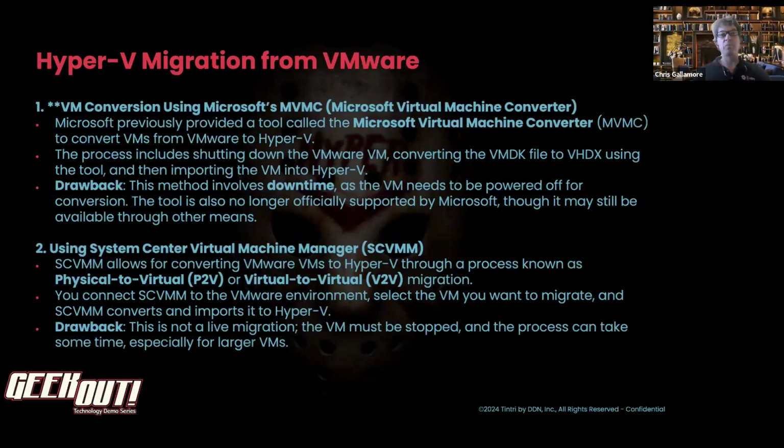Then we're going to show also a migration from VMware over to Microsoft, and we're going to use System Center. There's really three options. You can use MVMC, but it's not officially supported, although it works well. We've tried it. Or SCVMM, which we'll show today, which works quite well. And then there are third-party tools you can also use to migrate to and from Hyper-V to VMware.